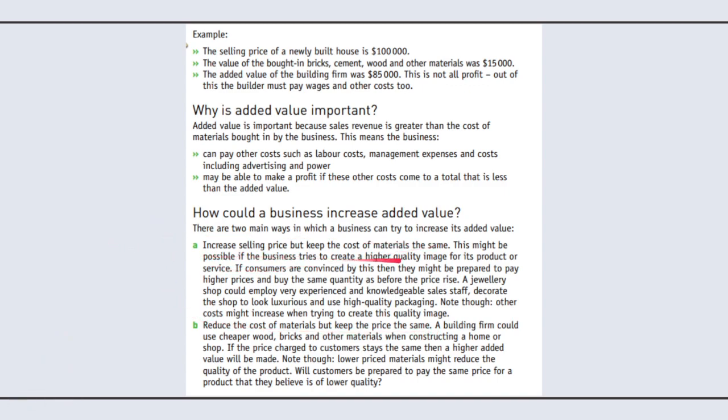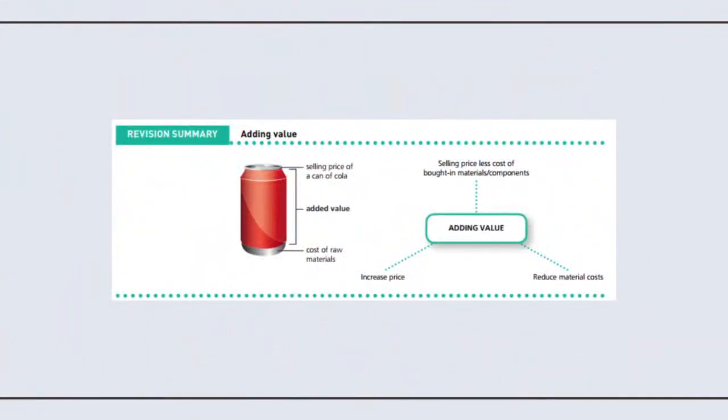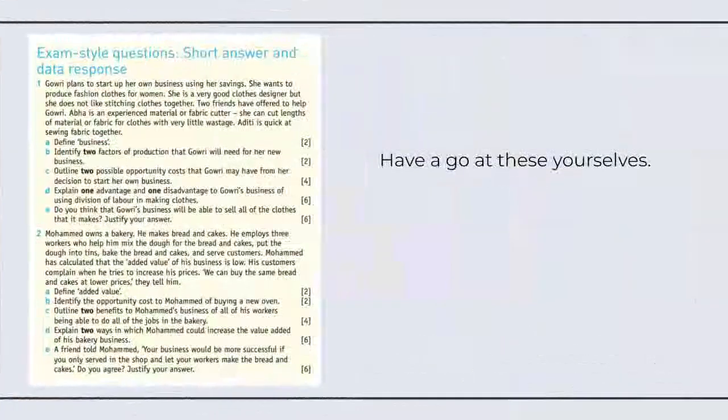If you can have a quick read, let me give you a moment. Pause the video if you need to. And a quick summary. Adding value: selling price minus cost of bought-in materials and components. And you can do this by increasing price or reducing material costs.